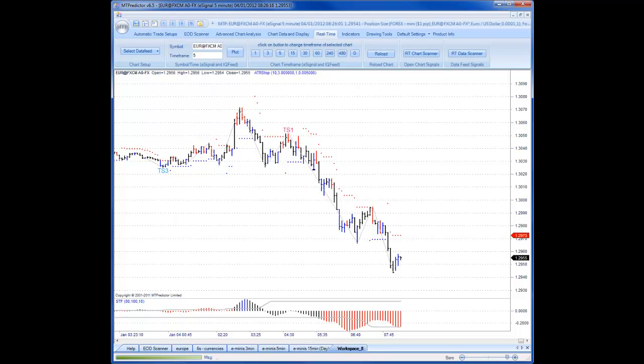In today's video I'd like to look at a lovely trade that's just unfolded on a 5-minute chart of the euro. This is the euro against the US dollar. You can see we have a lovely TS1 sell here. It was a standard trade setup.